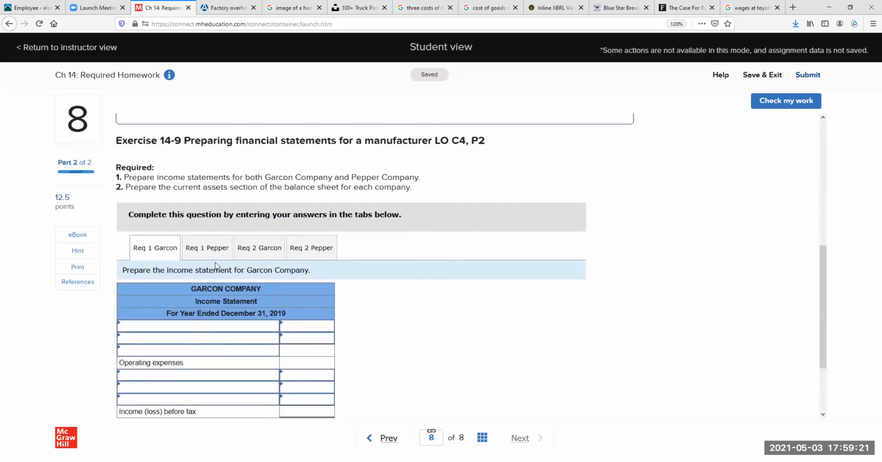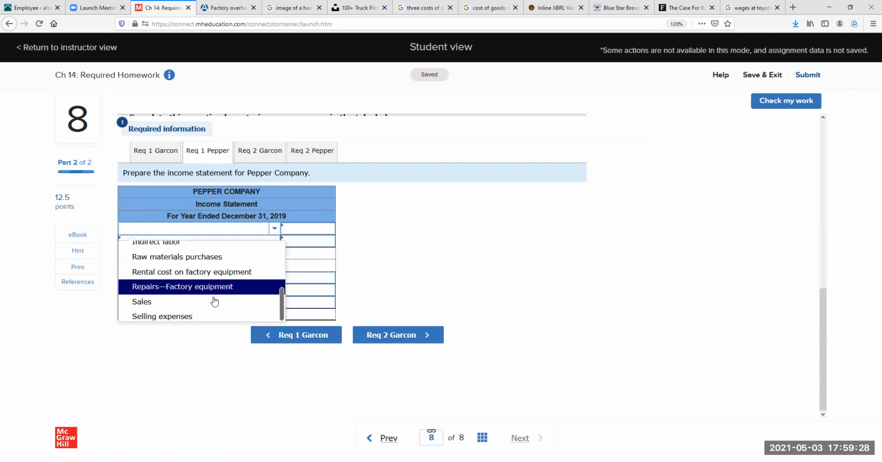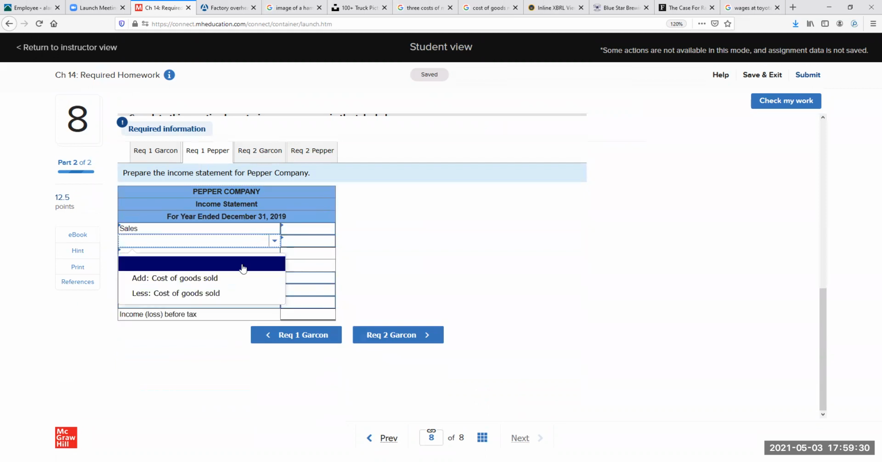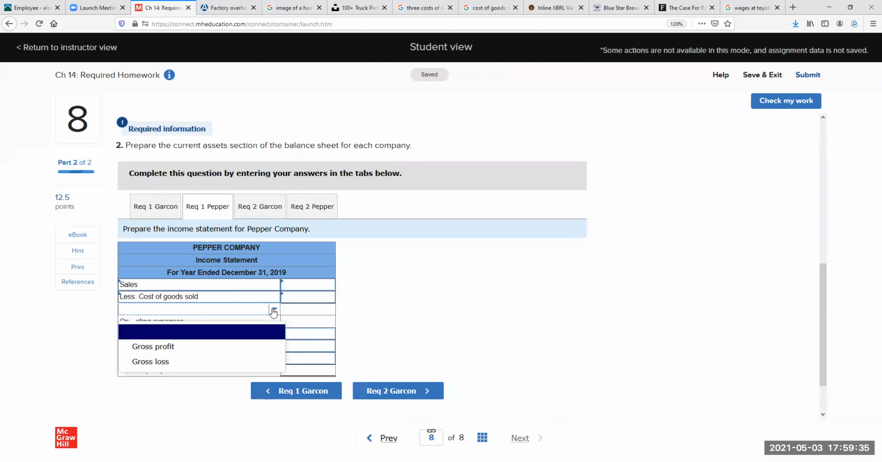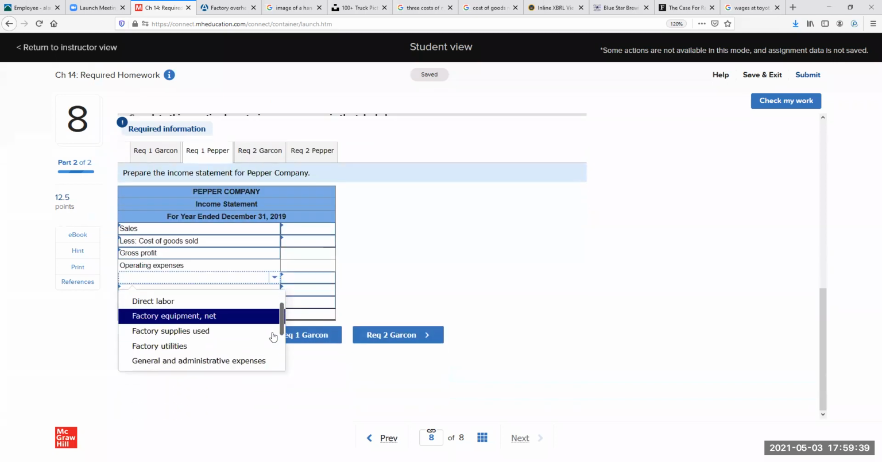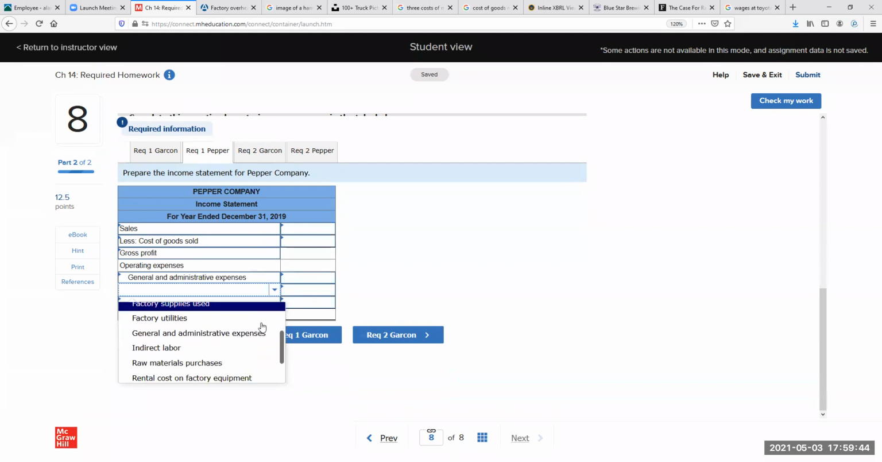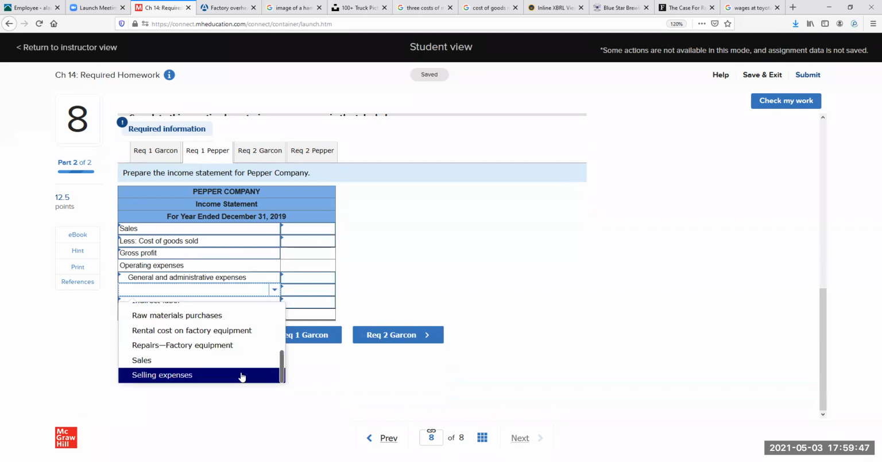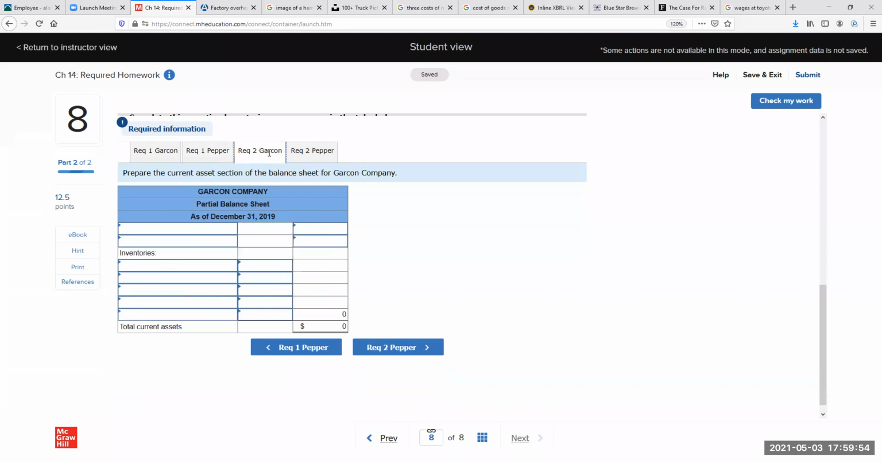They want an income statement for both of them. Well, how do you make an income statement? Sales minus the cost of goods is equal to gross profit. And then under operating expenses, what do you have? General administrative, and you'll have some selling expenses, right? So there you go. You're going to figure out the income statement for them, and what else they want.